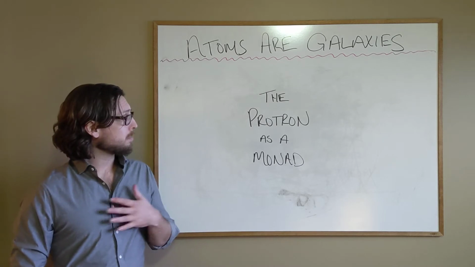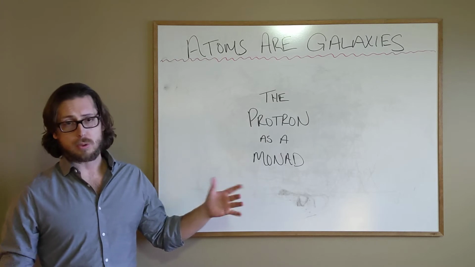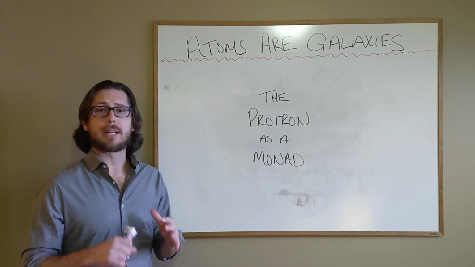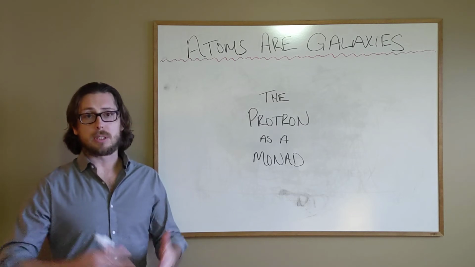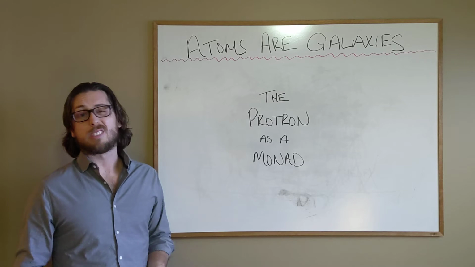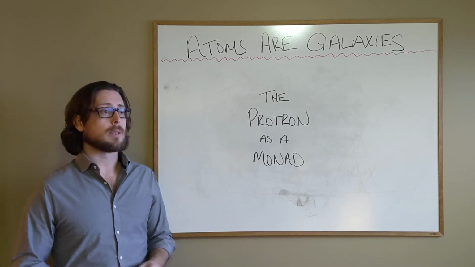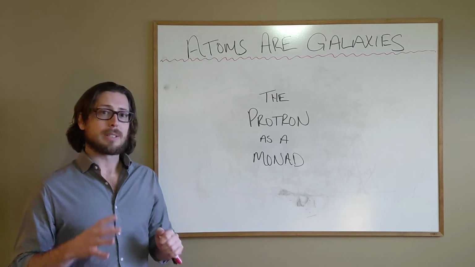Today we're going to be looking at the Protron as a monad. Monad being sort of Leibniz's word for a cohesive whole of something. So your body could be a monad with all its individual parts, amongst other bodily monads, which thus creates a monad of Earth or the solar system, or a cell can be a monad with its individual parts. It's just a complete cohesive whole.